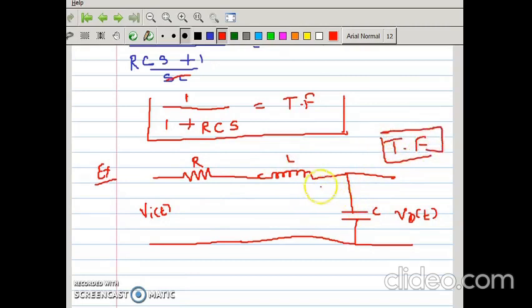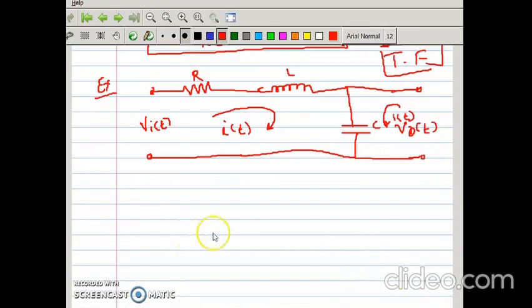Again, for the transfer function, what to do? We are considering one current, that current is I of t. This is your output and this is your input. Again we follow the same steps. 2 steps are there. The first step is to apply KVL at the input side.